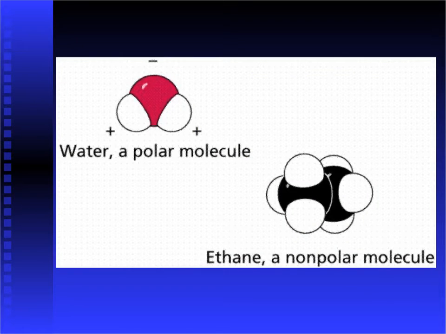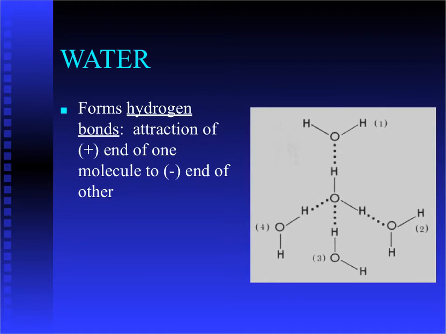Contrast that with a nonpolar molecule like ethane, for example, and you'll notice that ethane does not have charges. There's not a positive or negative charge. The molecule is just neutral. And again, water molecules have a negative charge on one end and a positive charge on the other end. Because water is, in fact, polar, it forms hydrogen bonds.